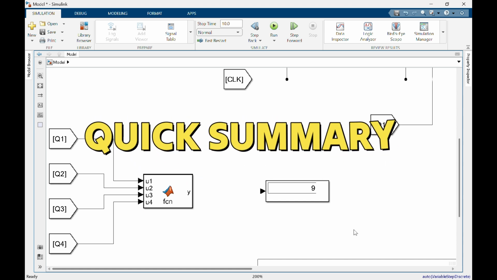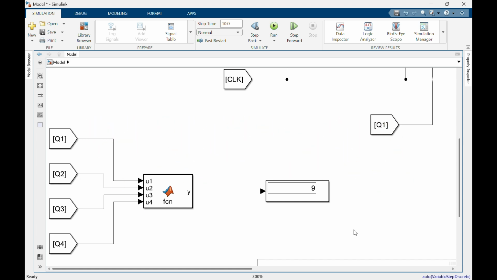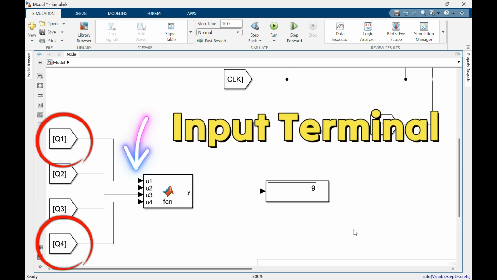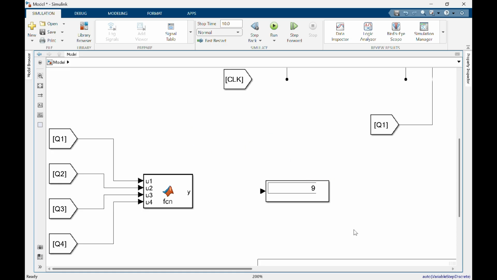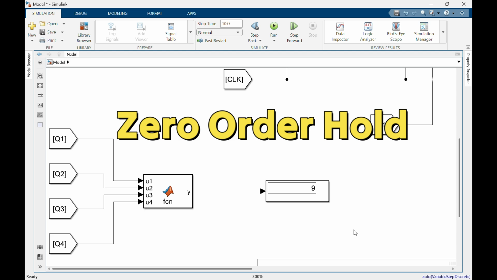Also, a quick summary of the MATLAB function block. I have already said the code we have written in this MATLAB function block. Now, we are just supplying our LSB and MSB sequence to the input terminal of the MATLAB function block. It is very important to maintain the sequence of our binary bits. As you can see, here U1 is the LSB, so we have connected Q1, and U4 is the MSB, so we have connected Q4. Now guys, we have already applied our zero order hold in this circuit.